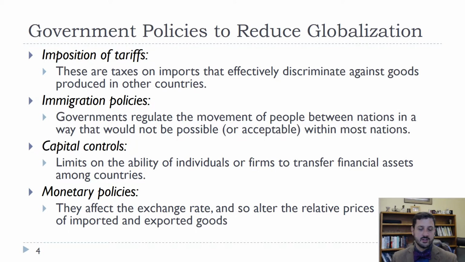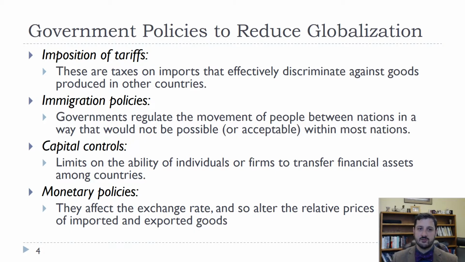And governments have traditionally done things both to encourage globalization and to discourage globalization. And so some of the things that they've done to reduce globalization include putting tariffs on goods and services. So that's like a tax on imported goods. If we put a tariff on steel imported from other countries, then imports of steel become more expensive. That helps our steel producers, but it means that the people who buy steel in this country have to pay more.